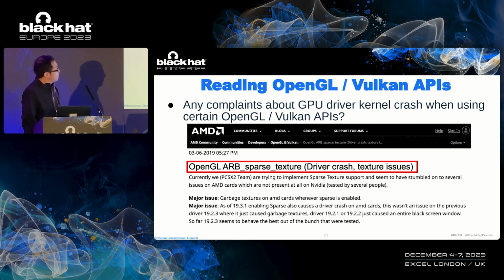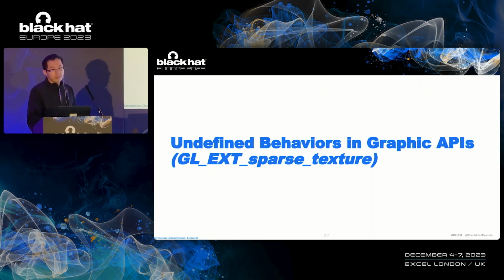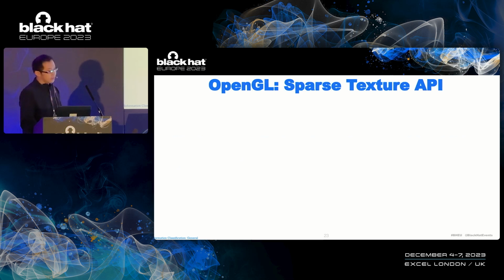So in 2019, AMD eventually fixed their GPU driver bug, but this information also made this research approach look more promising. Like, why not take a look at this OpenGL sparse memory feature on Android? So let's take a look at sparse texture memory.